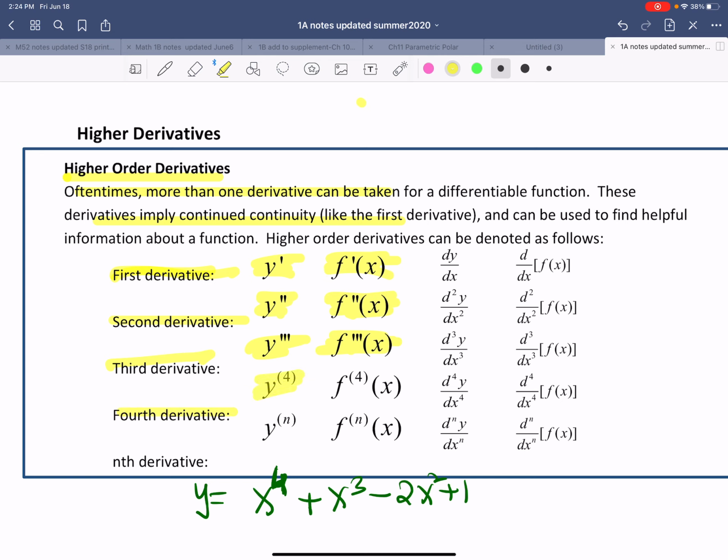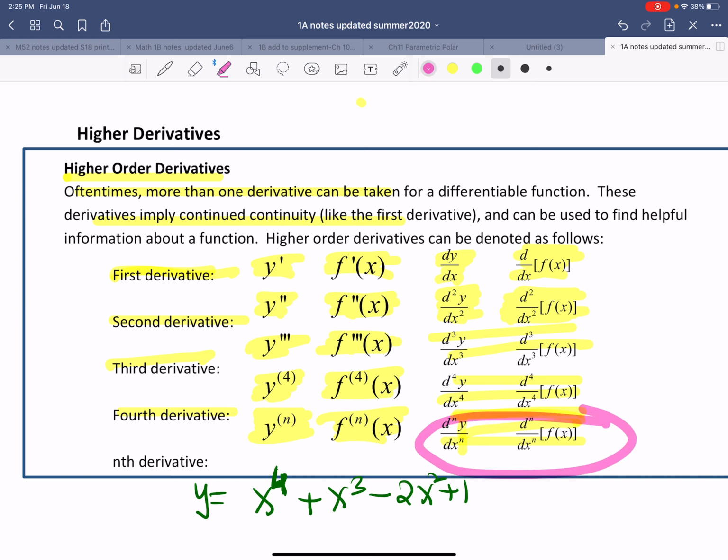The fourth derivative is written with parentheses on the top instead of the Roman numeral 4, and the nth derivative is also written with parentheses on the top. So dy/dx or d/dx of f of x, d squared y over dx squared, d squared f of x over dx squared, and so on. These are the notations for higher derivatives, and this is the notation for the nth derivative.